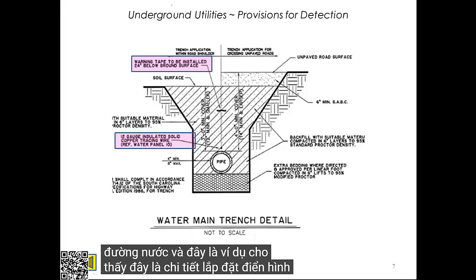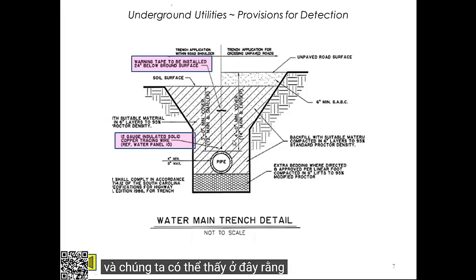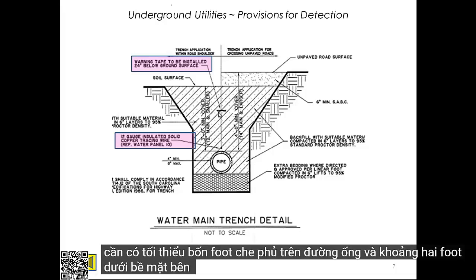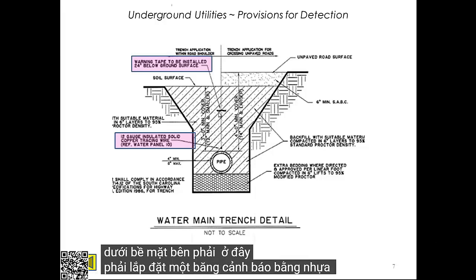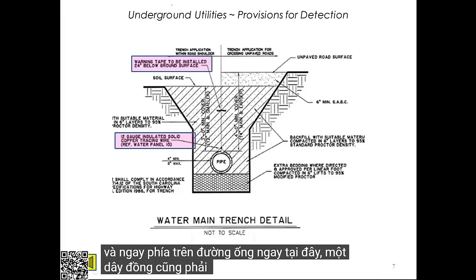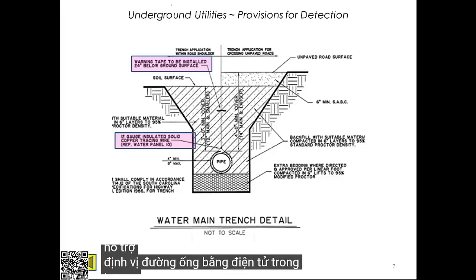This is a typical installation detail, and we can see here that a minimum of 4 foot of cover over the pipe is required. And about 2 feet below the surface, right here, a plastic warning tape must be installed as the trench is backfilled. And just above the pipe, right here, a copper wire must also be installed to assist in electronically locating the pipe in the future.